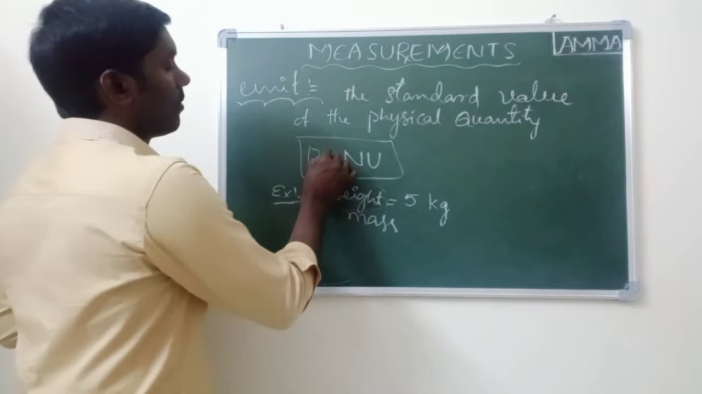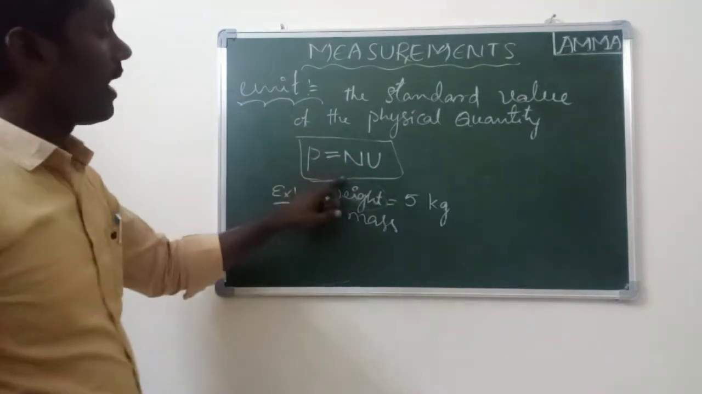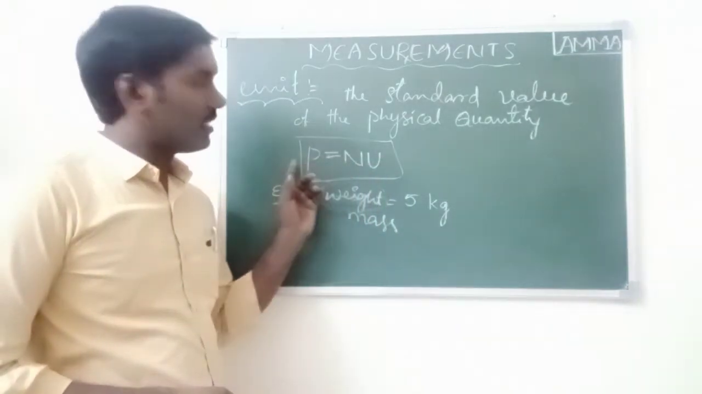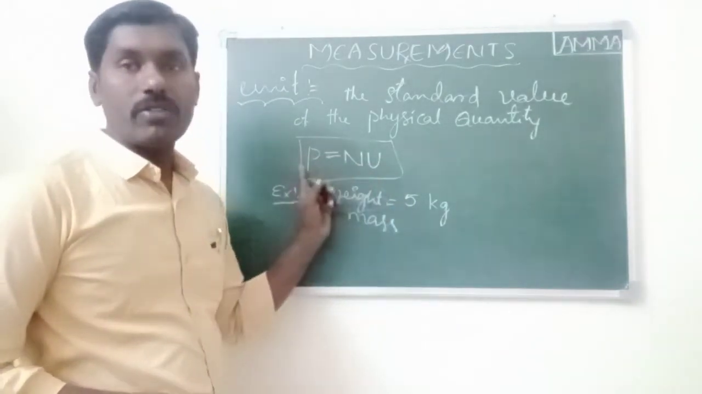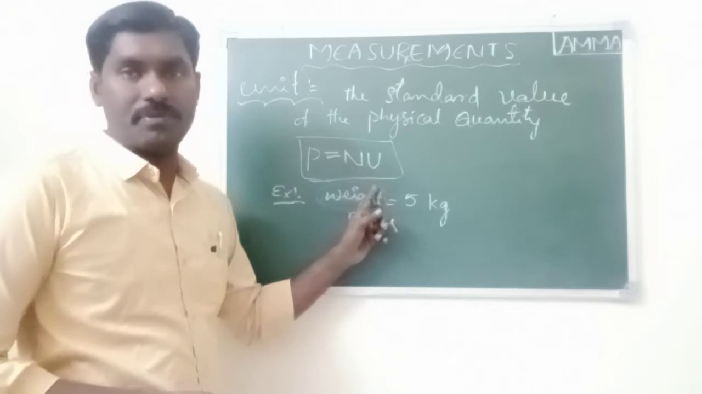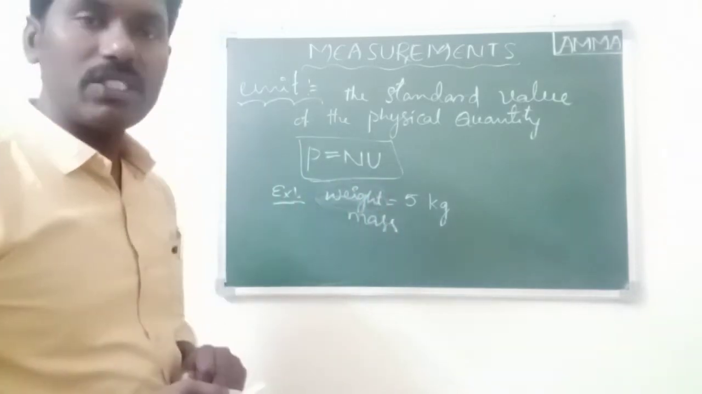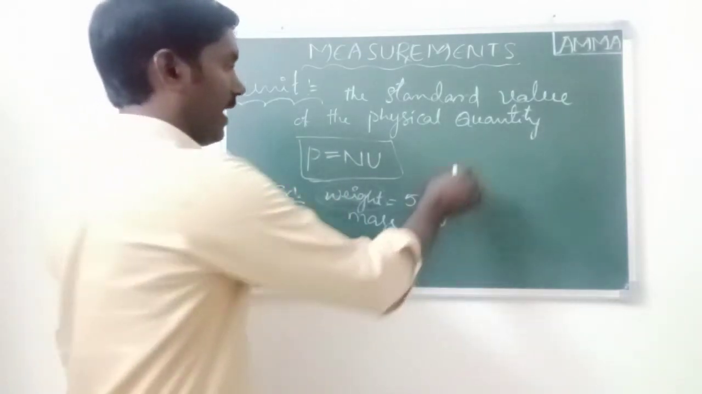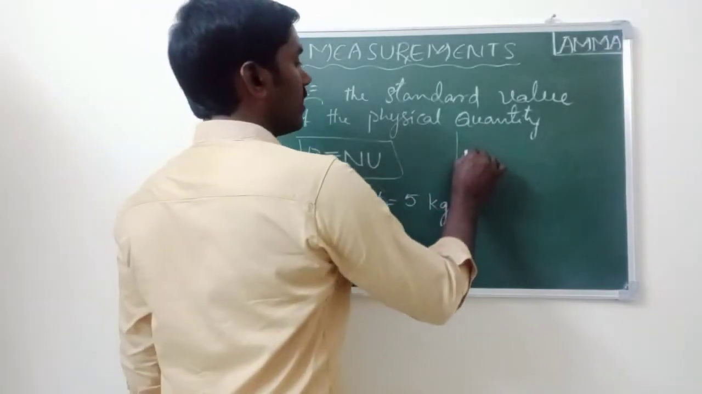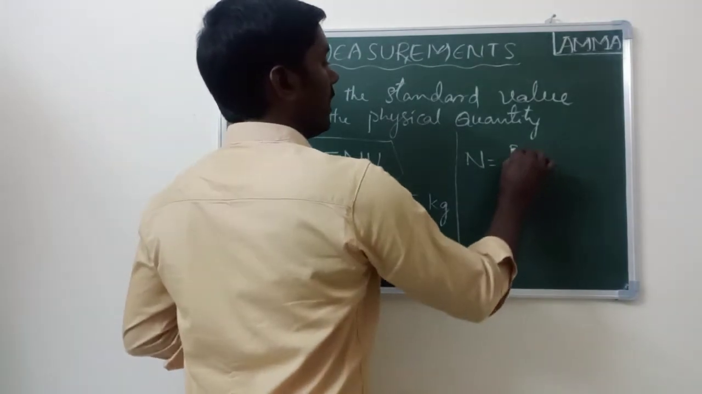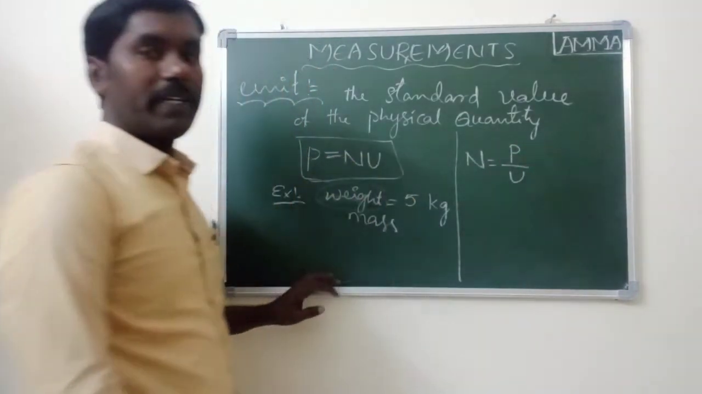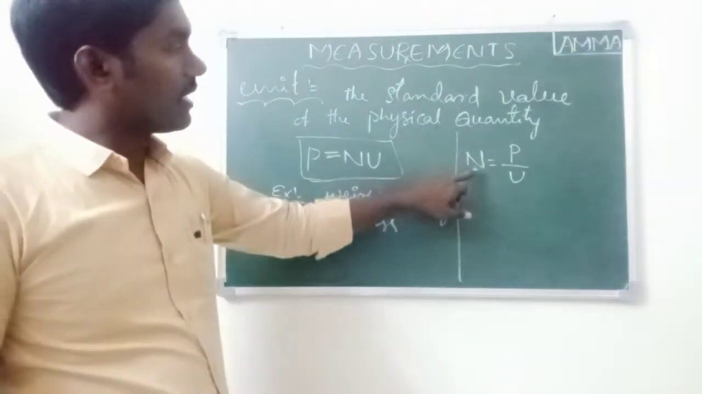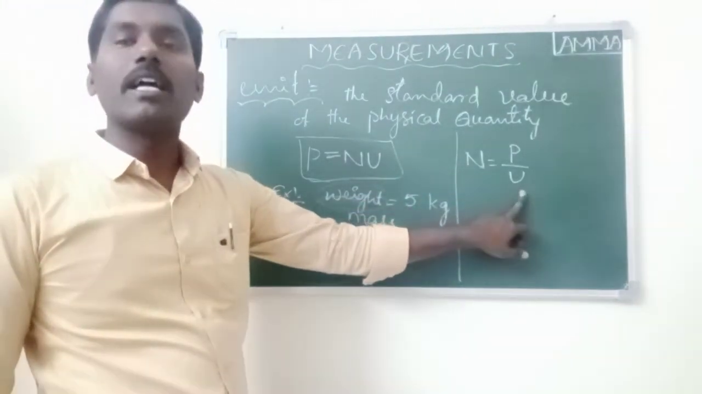So this is the pattern, the manner in which we can measure every physical quantity along with a unit. This is the relation between a physical quantity and its unit. Then from this expression, how do we write the number? n = P/U. This means that when you measure any physical quantity, if the number increases, the unit automatically decreases.